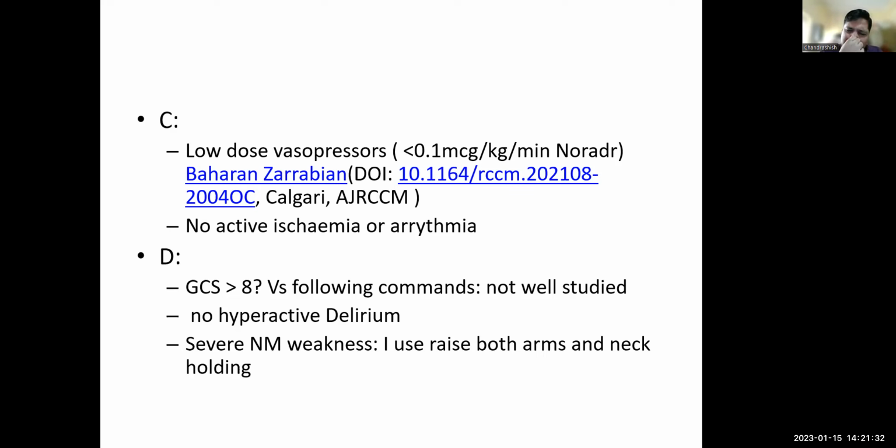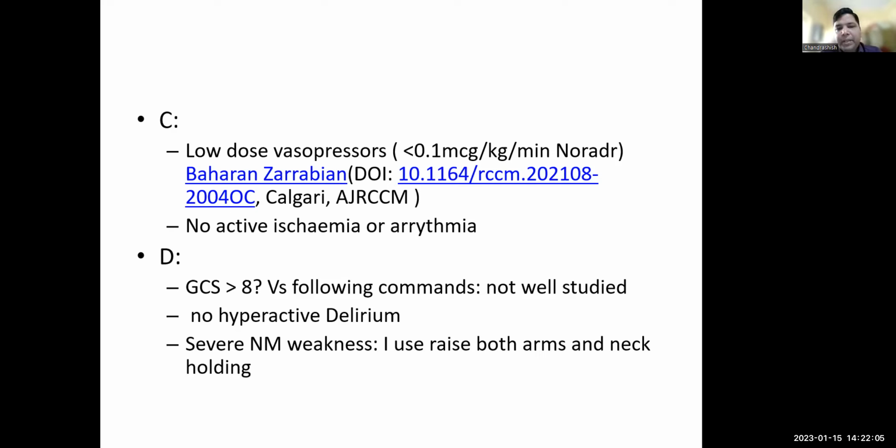So this is not very well studied, but most of the time we tend to believe that the patient should at least be localizing pain, that is M5, and preferably the patient should be opening eyes to voice or command, and if they are following commands, then that is the best for somebody to take them off from the ventilator.